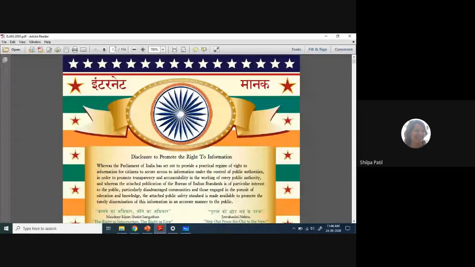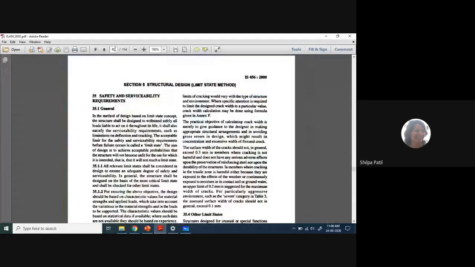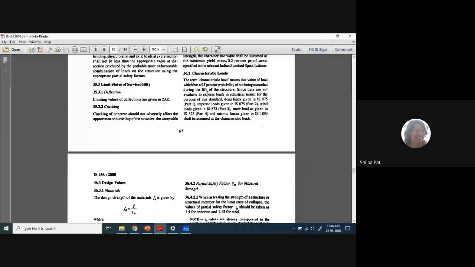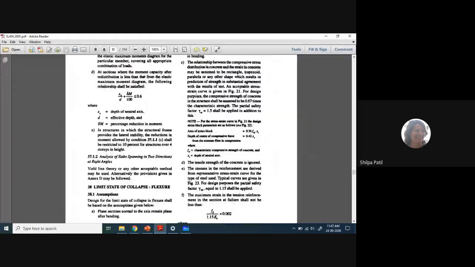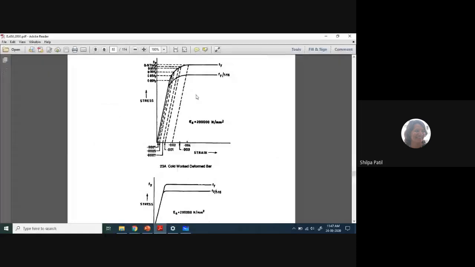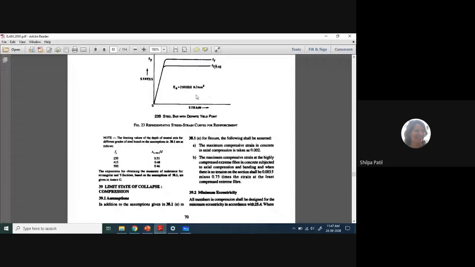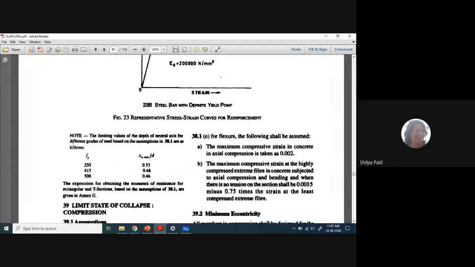and let us go to section 5 over there. Everybody, I hope, is having the code with you right now. Have you opened it? Yes, ma'am. Okay. So go to page number 70. You have a figure of the stress strain curve for mild steel, figure 23. Below that, you'll find one table or a note. Have you got this note?